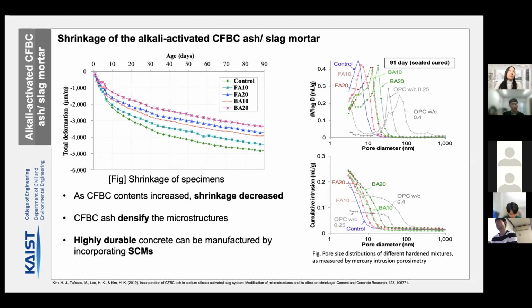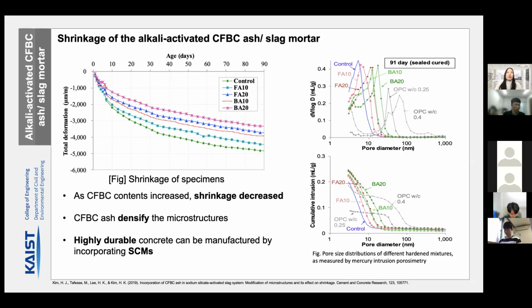The left graph shows the dimensional stability, which is important for durability and strength of the concrete. Fly ash and bottom ash, which are SCM substituted samples, had better dimensional stability than the control sample, which is alkali activated slag. And if we see the pore size distribution of different hardened mixtures on the right graph, SCM substituted samples show higher amounts of smaller pores than the PC samples. Thus, it shows the densification of the microstructure by using SCMs.